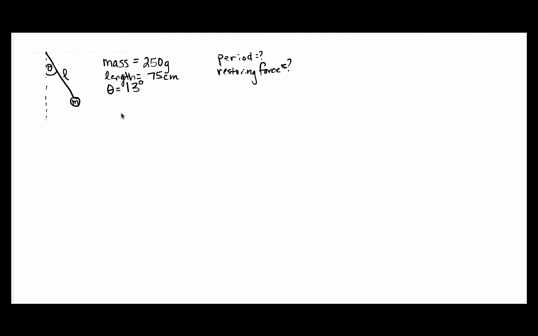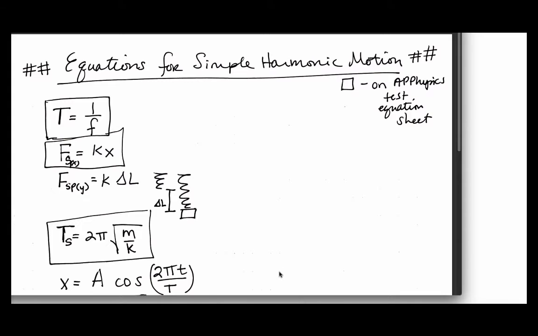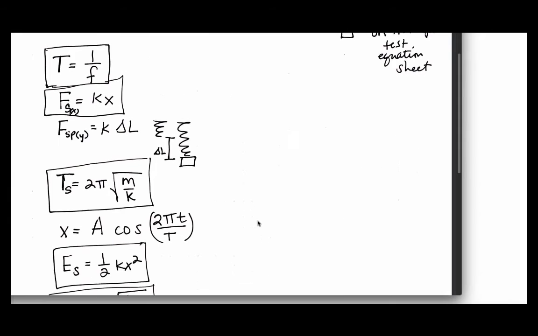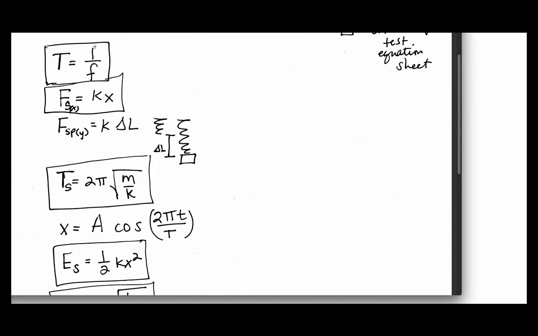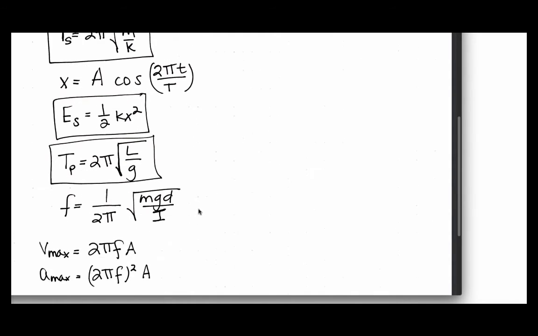Okay, so if you go to your equation sheet, you can see that we have several equations that are for period. We know that period is 1 over the frequency. We don't know the frequency, so that doesn't help us. We have this equation, which is for the period of a spring, and we're doing pendulums, and so this is your equation for the period of a pendulum, 2 pi square root of L over g.